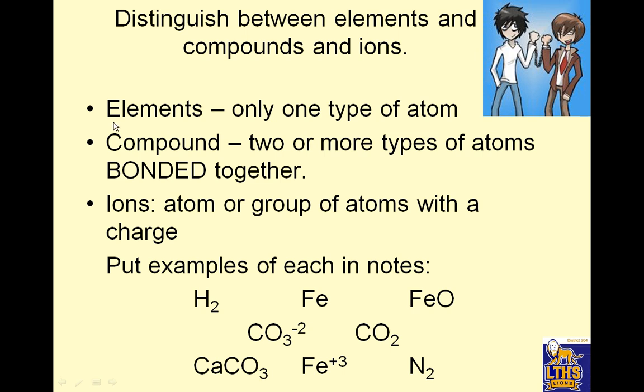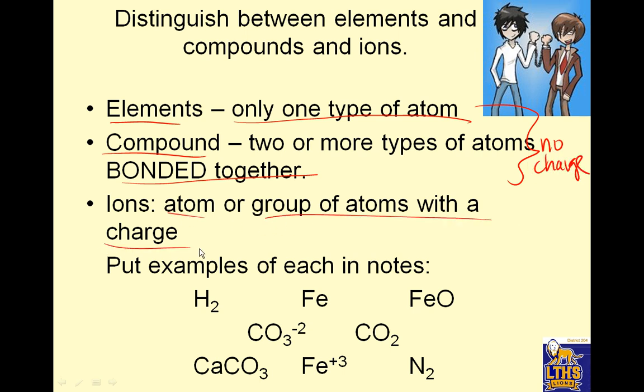All right, distinguish between elements and compounds. An element is only one type of atom. Elements don't have charge. A compound is two or more types of atoms bonded together. No charge on these. Ions are atoms or groups of atoms with a charge.